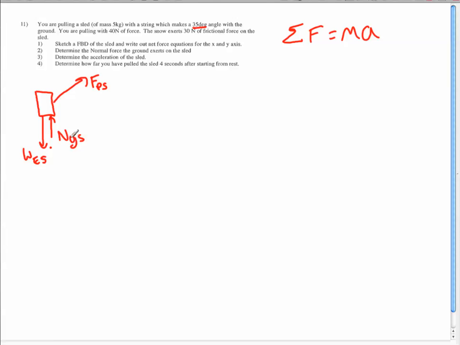We could call that snow, but we get confused between subscripts. And then we have a backwards push, friction, ground on snow.